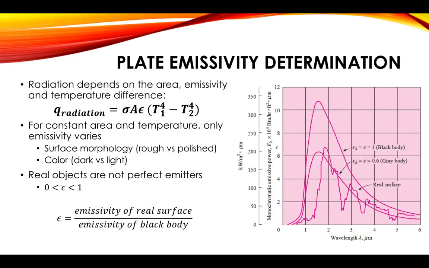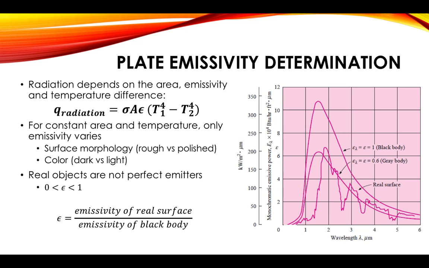Now, to calculate and determine the plate emissivity, we must use the Stefan-Boltzmann relation, which establishes that radiation depends on the area, emissivity, and temperature difference. However, for constant area and temperature, only emissivity varies. Emissivity depends on the surface morphology of what is emitting, which could be a rough or a polished surface, and its color, which could be darker or lighter colors, among other variables.